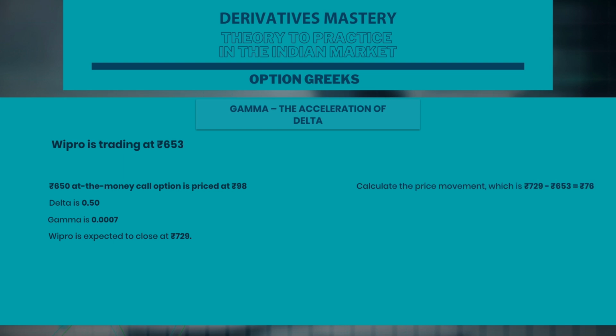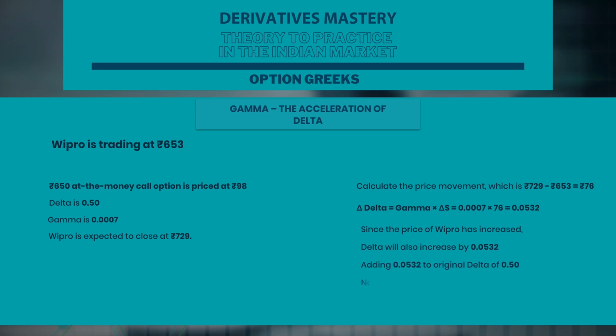So how will the delta change? The first step is to calculate the price movement, which is 729 minus 653, that is 76. So using the gamma value, we can determine the change in delta. So change in delta equals gamma into change in spot price, which is 0.0007 into 76 gives us 0.0532. Since the price of Wipro has increased, delta will also increase by 0.0532. Adding this to the original delta of 0.5, the new delta becomes 0.5532.